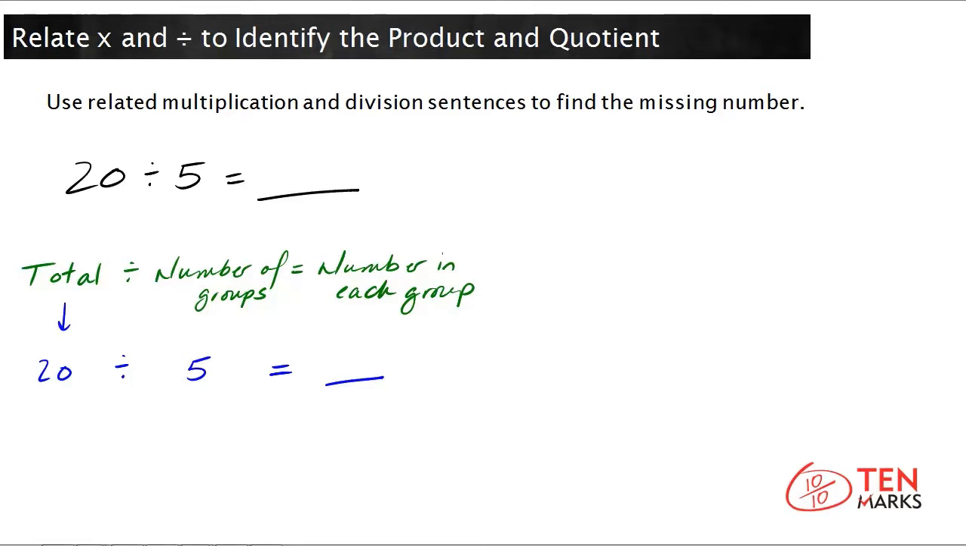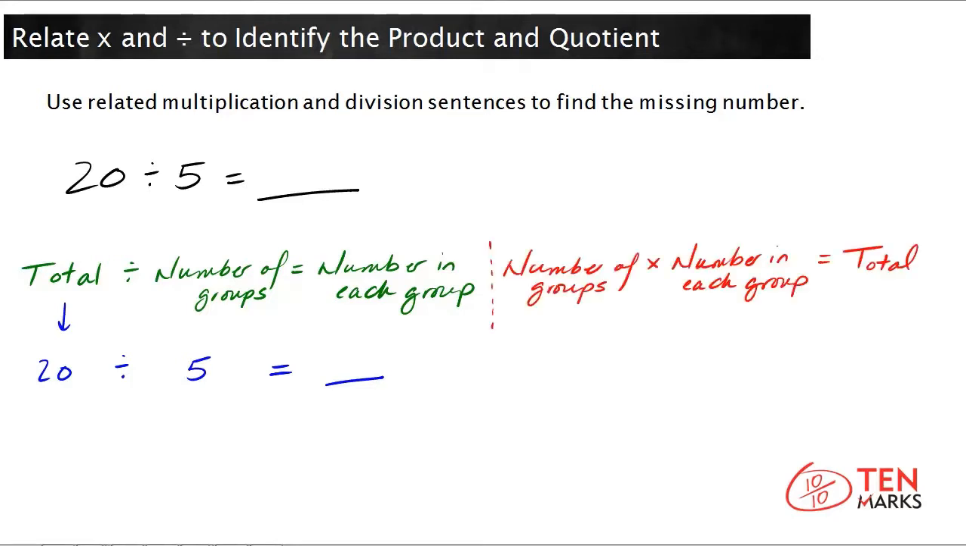Now, let's write the related multiplication sentence. The number of groups times the number in each group equals the total. So let's fill in the numbers. The number of groups, we know, is 5. And the number in each group is the number we're trying to find, and the total is 20. Now think to yourself, what number times 5 equals 20? The answer is 4. 5 times 4 equals 20, which means that 20 divided by 5 equals 4.